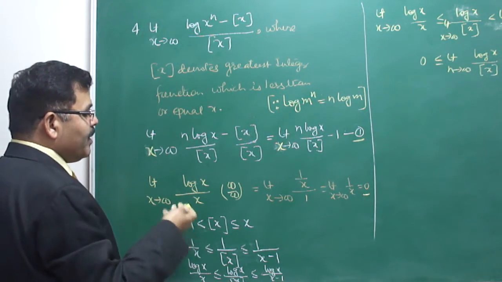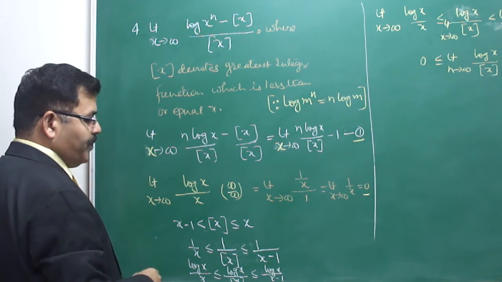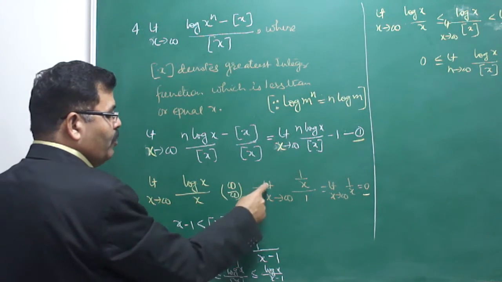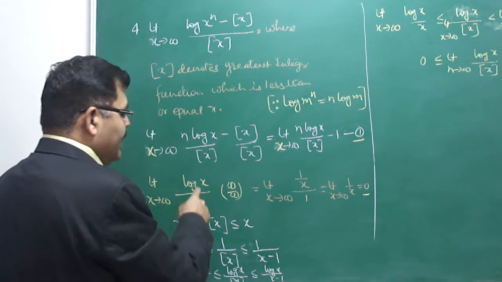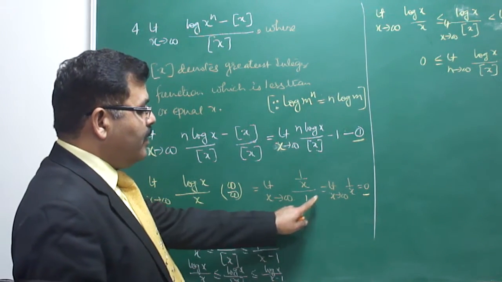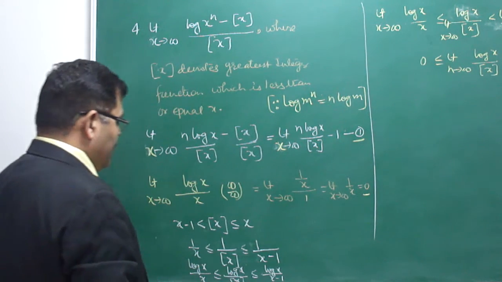Now I consider one auxiliary function, log x by x, limit x tends to infinity. What is this form? Infinity by infinity. So we can apply L'Hospital's rule: the derivative of log x is 1 by x, the derivative of x is 1. So limit x tends to infinity, 1 by x tends to 0.